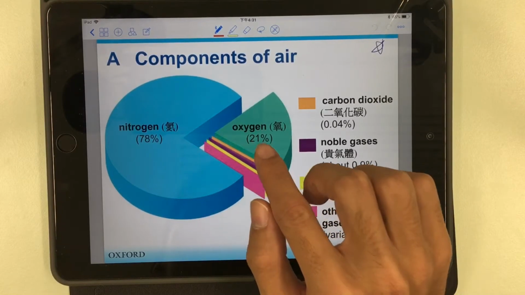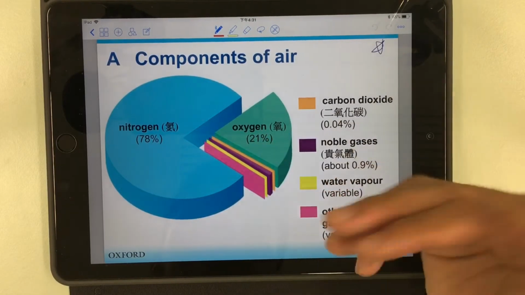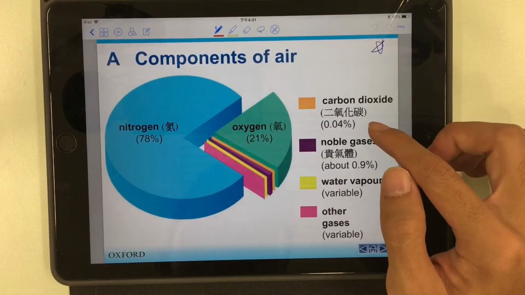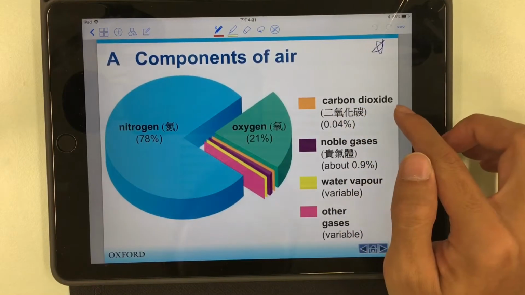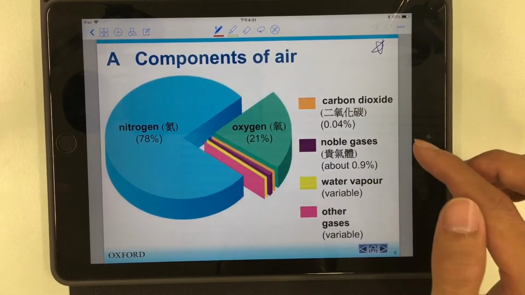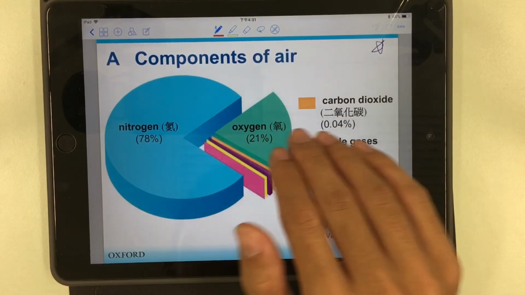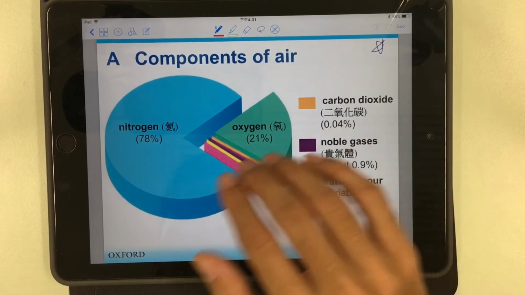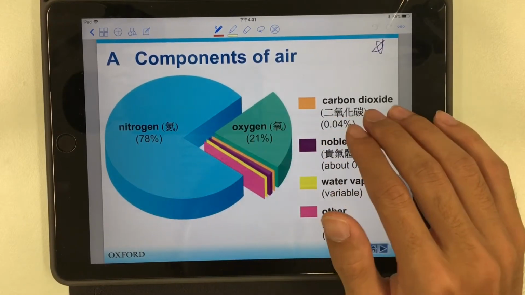Oxygen is very important to humans and living things because we breathe in oxygen and breathe out carbon dioxide. In nature, there is a very small amount of carbon dioxide. And here are the three major gases we need to know in this topic: nitrogen, oxygen, and carbon dioxide.